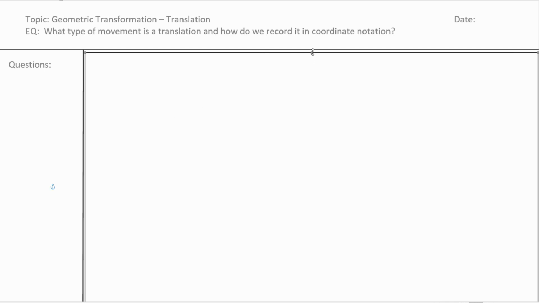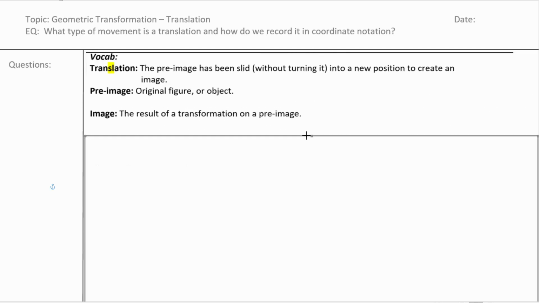We're going to start today by talking about some vocabulary that will help us when we are trying to describe translations. So first of all, a translation is a movement of a shape that has been slid. We slide it around. So it's when we take the pre-image or the original figure and slide it into a new position to create an image or a copy of it.